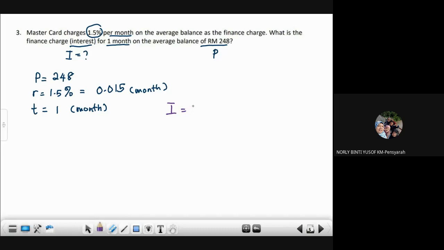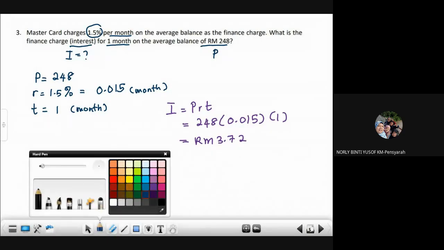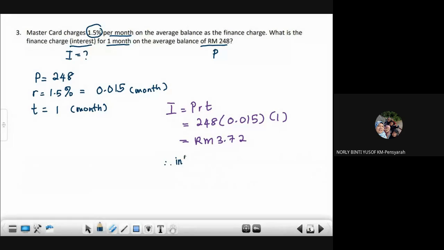So I, interest, PRT, principal is 248 times 0.015 times 1. So you obtain RM3.72. So you can conclude the interest charge is RM3.72 for 1 month.